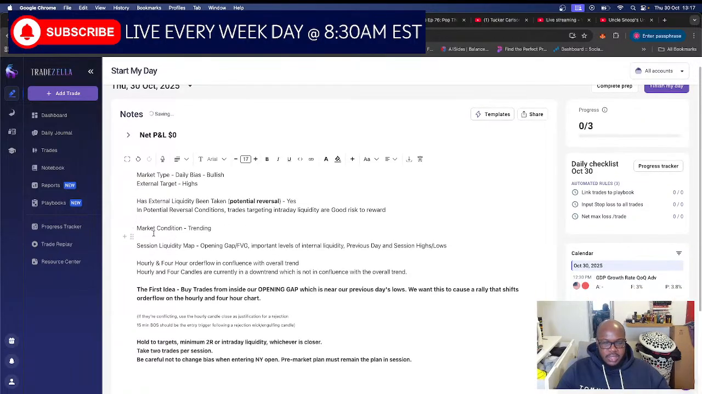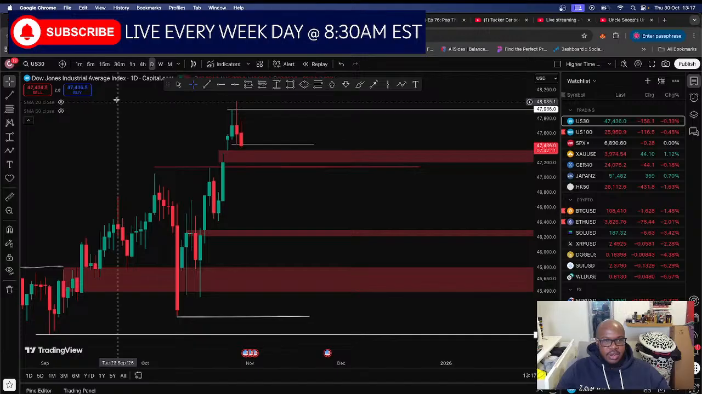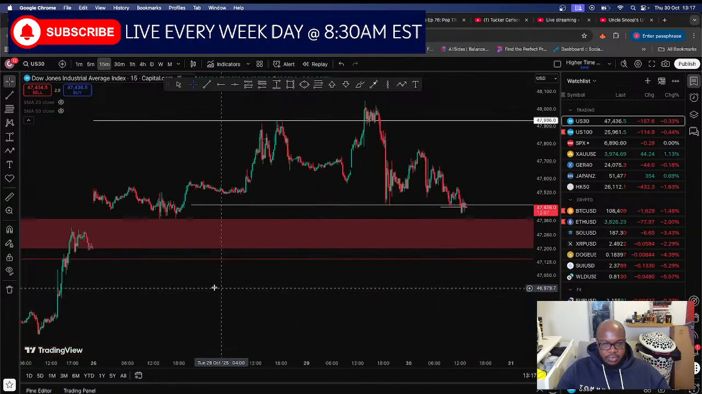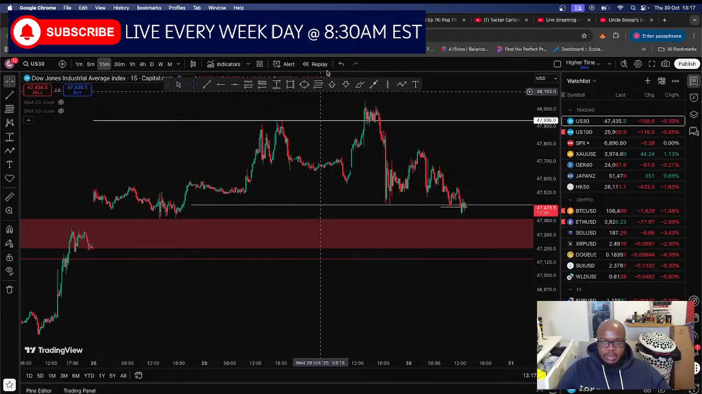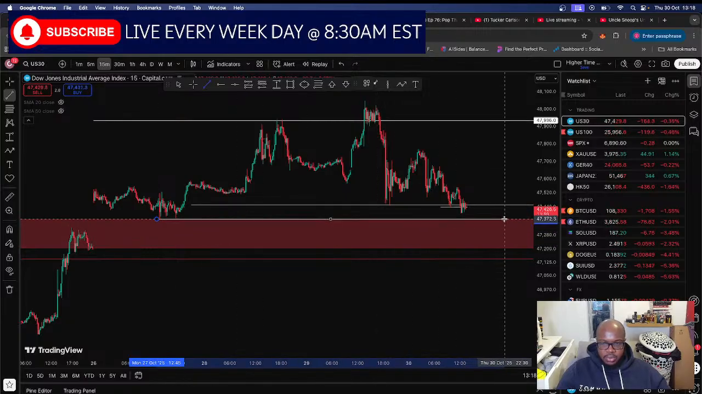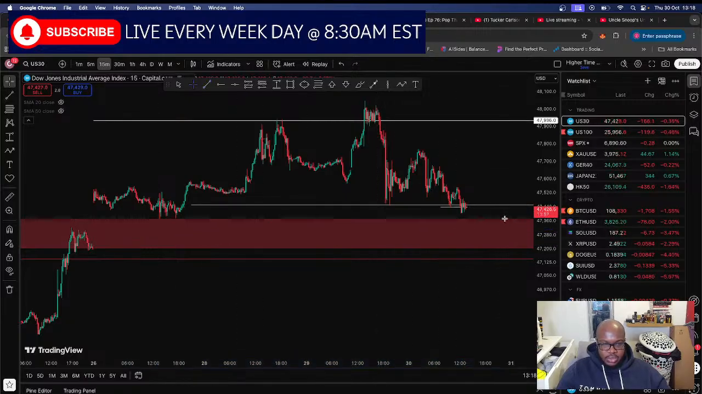Our market condition is still trending. We conducted a session liquidity map, which was really important. We found our opening gap, which is an important level. We also identified a few key important areas of liquidity on our intraday level, which happened to actually be right down here. So this is one of our important areas of liquidity as well, which falls right in our gap. So this is important as well.